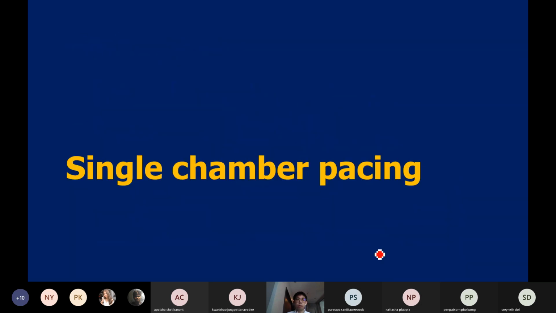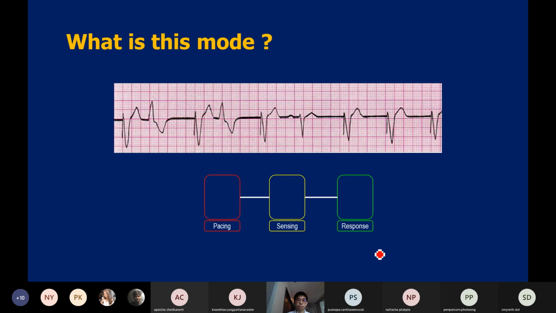Okay, so we understand all the terms. Now we are going to apply it to single chamber pacing. The first question I want to ask you is, what is the mode of this pacing? Can anyone answer this? I think this paces in V. Yeah, it is V.